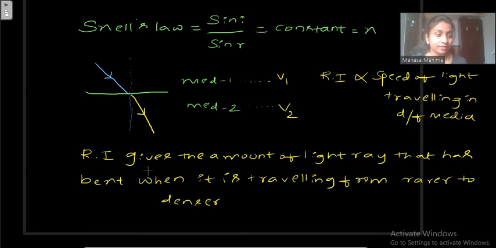Why do we need to study the refractive index? It helps us to know the amount of bending of a light ray. It helps to know whether the light ray has undergone less refraction or more refraction. That value will help us to know about the bending of the light ray. For that purpose we have to study the refractive index.